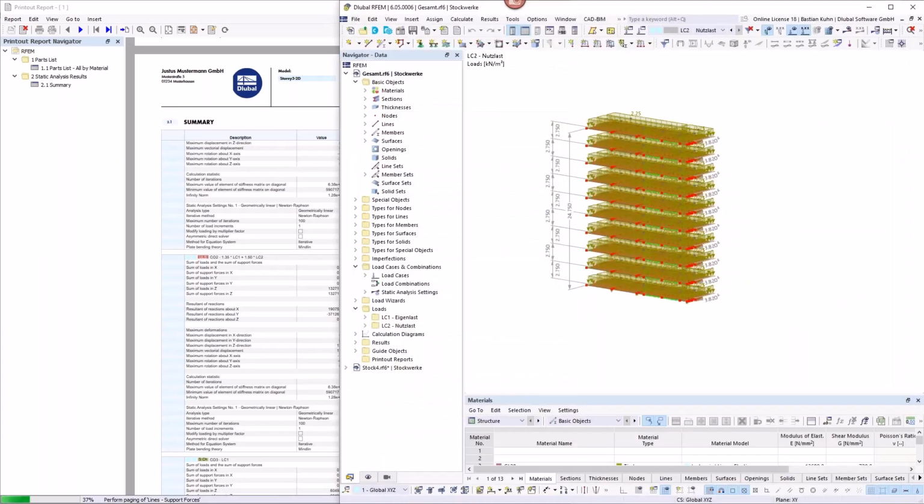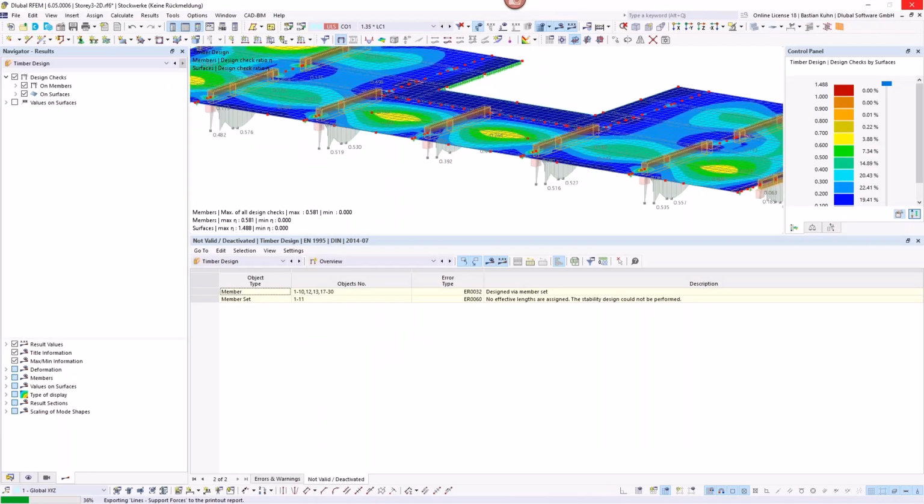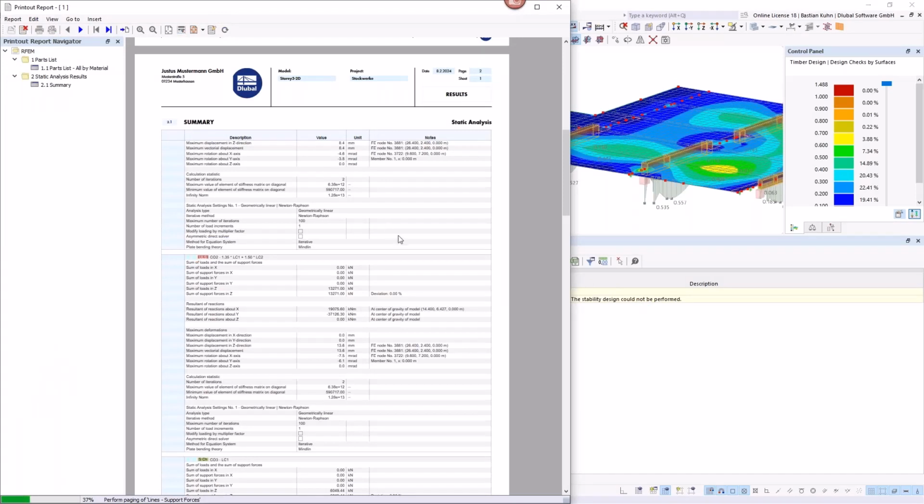Okay, so that we don't need. I think the calculation is now ready. Yes, so that's fine. Now it's loading all the points to the printout report. That was maybe not the smartest way of doing it. I should have left that.